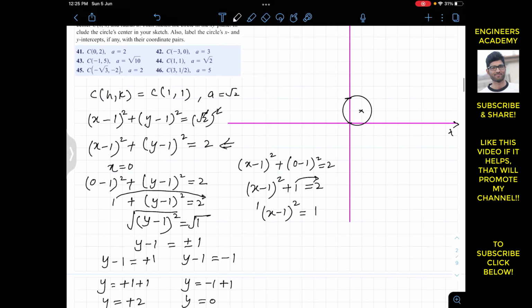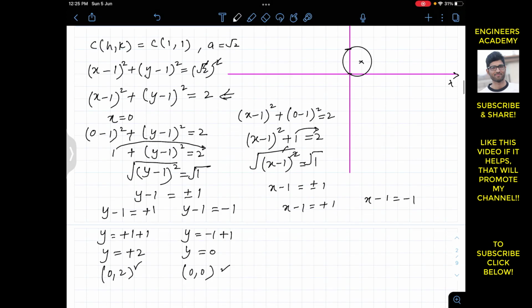So this is 1. And again, if we take the square root, this will cancel out, and x minus 1 will be equal to plus or minus 1. From this we can write that x minus 1 is equal to plus 1, and x minus 1 is equal to minus 1. And this will give us, if minus 1 on the other side will become positive, x equals 2, and this will become minus 1 plus 1, so that will be x equals 0. So the x-intercepts are at (2, 0) and at (0, 0).